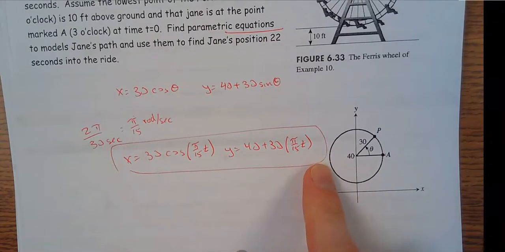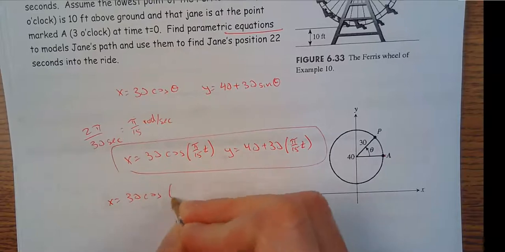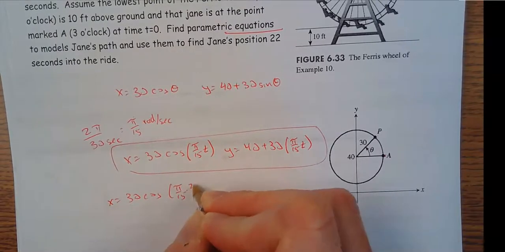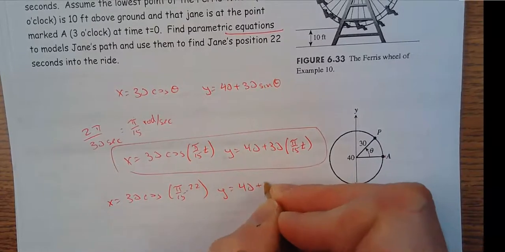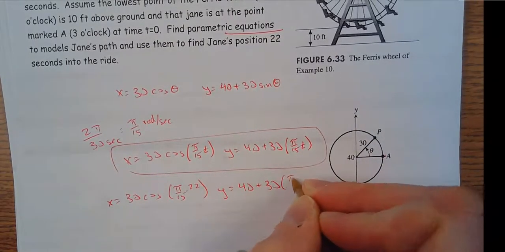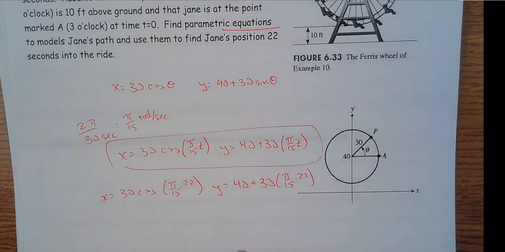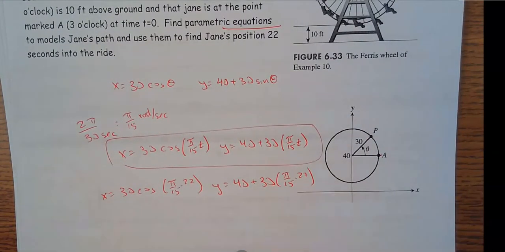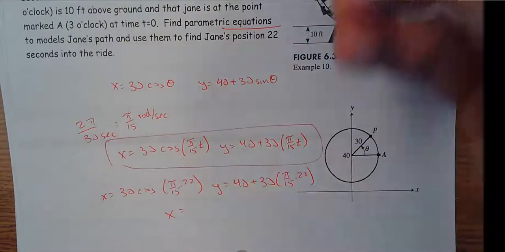Now, after 22 seconds, I'm going to plug 22 into these, and you can type these in the calculator and just do t equals 22. If you want to, you could do 30 cosine of pi over 15 times 22, so it'd be 22 pi over 15. 40 plus 30 sine of pi over 15 times 22. You can type these in the calculator in the x equals and y equals and then do t equals 22, or you can just type them in like this. It's totally up to you. Up here I graphed it, and down here I'm just going to type it in the calculator.